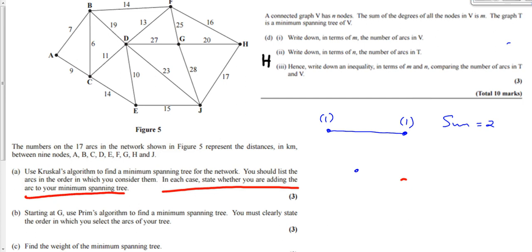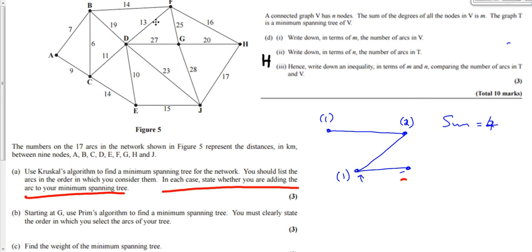If we were to add another one, then that would be 1. This one, the degree would then be 2. So the sum would be 4, and there's 2 arcs. Now the reason being is that every time you add in another arc, it's going to connect 2 nodes. So it's going to go into this node here, and this node here. So each extra arc is going to give you an extra 2 to the total of the degree.